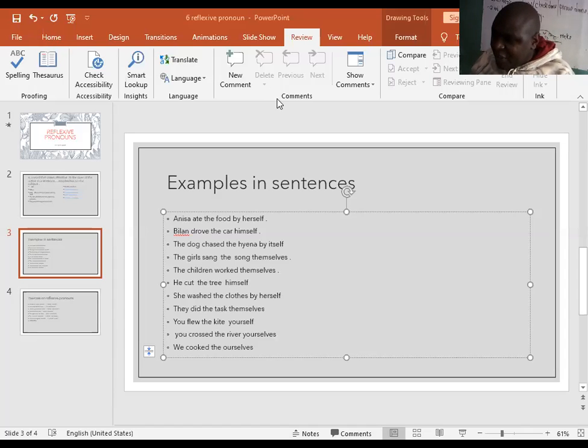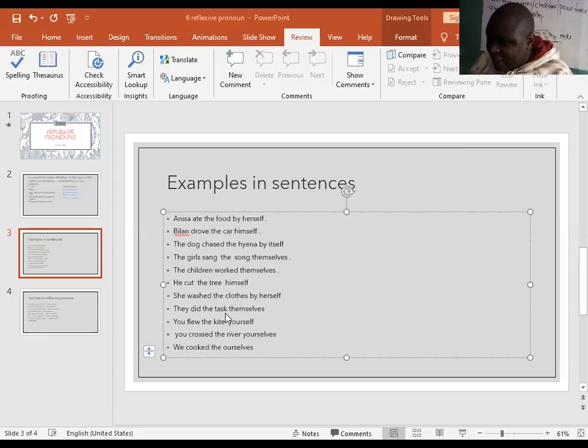Next is they did the task themselves. Now, themselves here matches with they, their, them, themselves. We are referring to quite a number of people. All plurals of third person singulars is they.